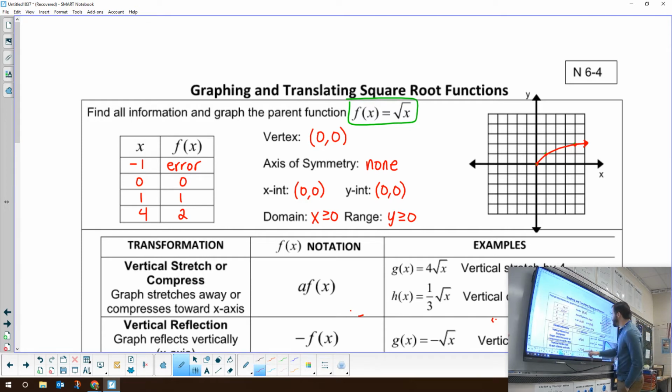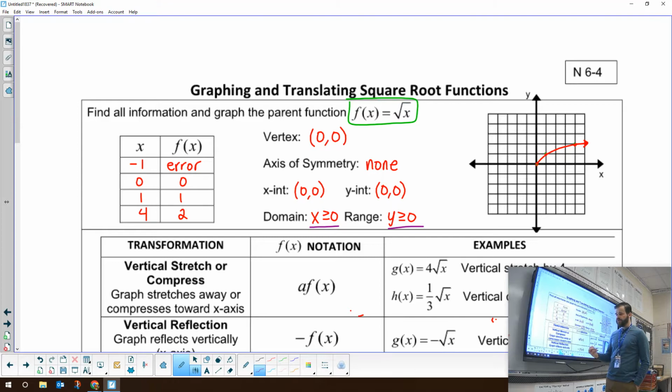And so my graph stops. It doesn't go all the way to the left, and it doesn't go all the way down. And that has an effect on my domain and range as well. We're used to saying that my domain is all real numbers, but for this one, we actually have to find the domain. We actually have to find the range.